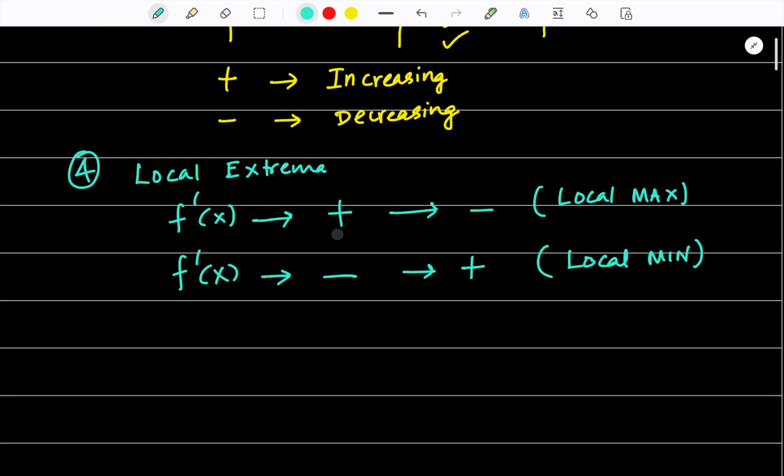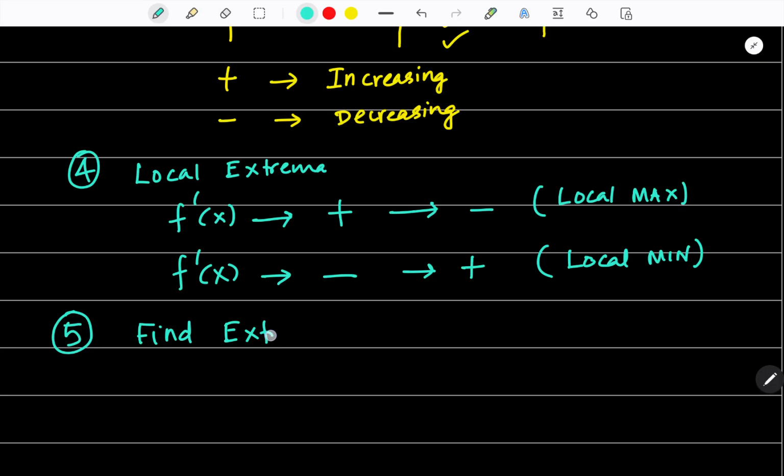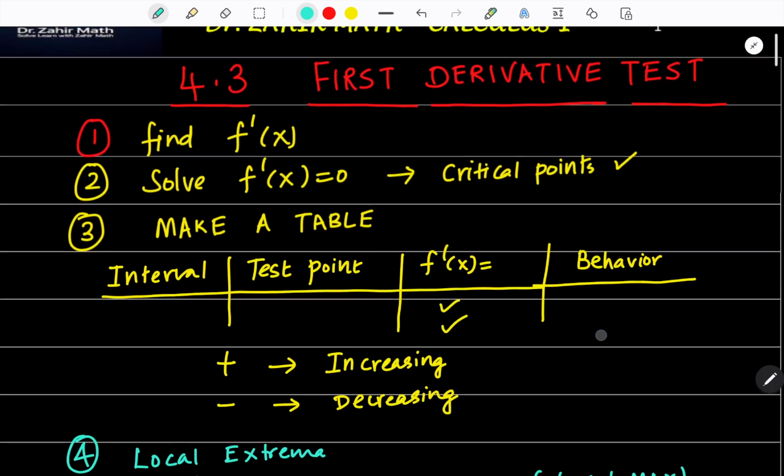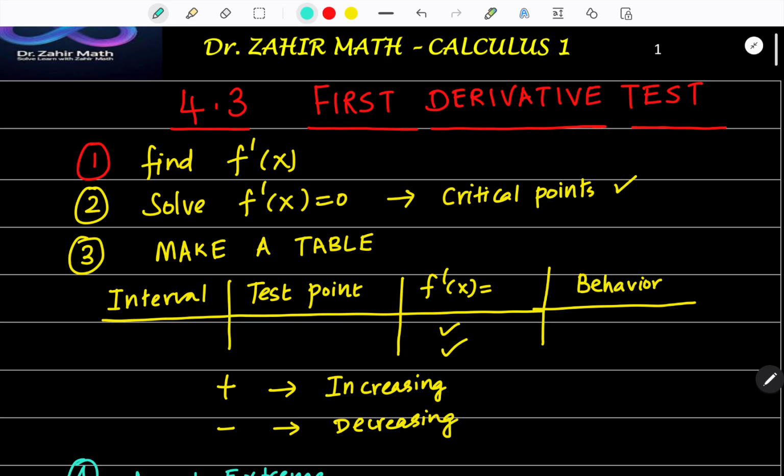Now step number 5. If you come to the conclusion it is a local maximum, or if you come to the conclusion it's a local minimum, then you are going to find out the extremum values. Either it can be maximum or it can be minimum. That means the critical point which you are getting, you're going to put into f of x. That is the step.